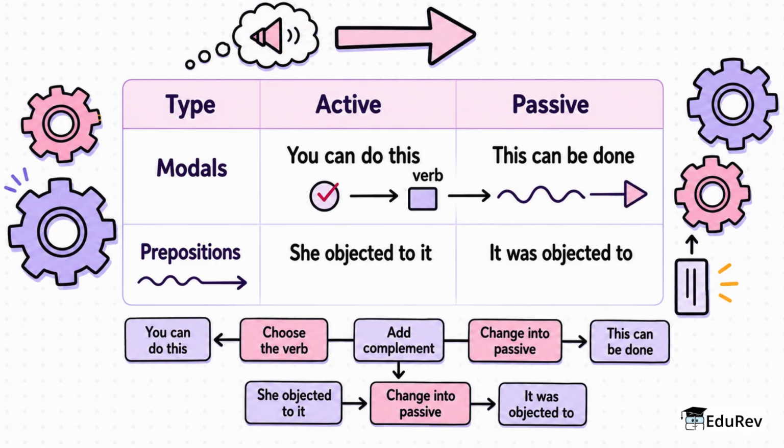Here's another golden rule of mine. I never separate a verb from its preposition. If the active sentence is she objected to my proposal, that to has got to stay glued to objected. So the passive is my proposal was objected to by her. And for modals like can, may, or should, I simply add be before the past participle. You can do this work neatly becomes this work can be done by you.